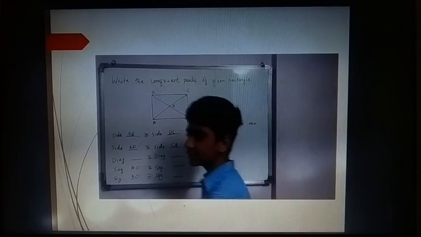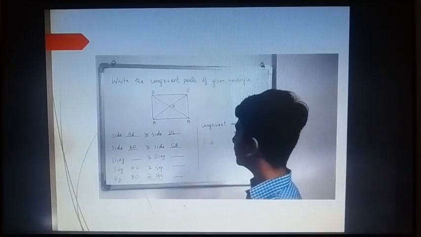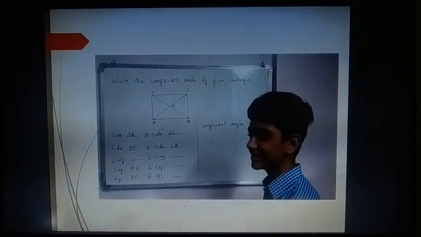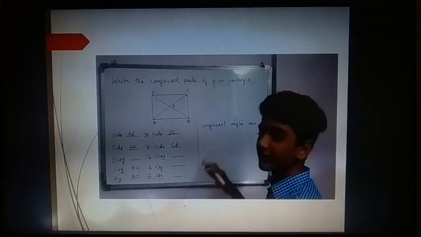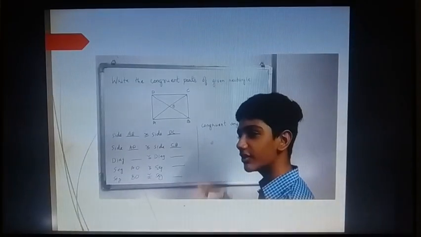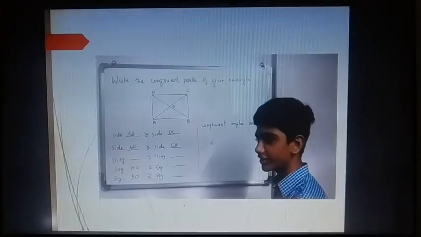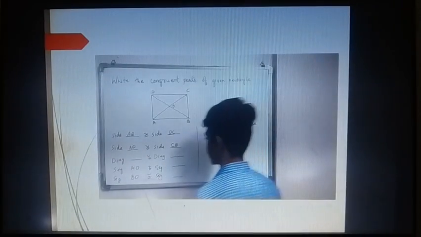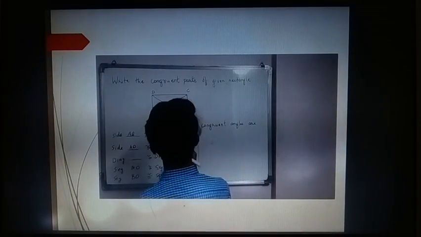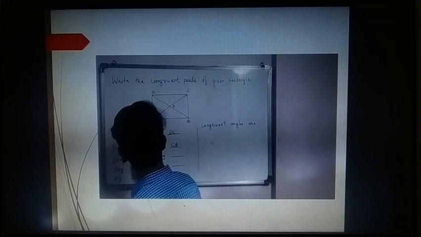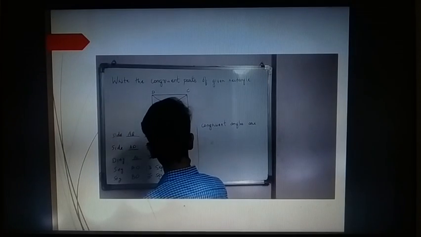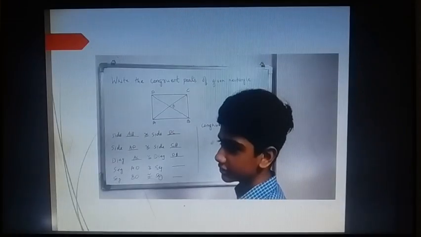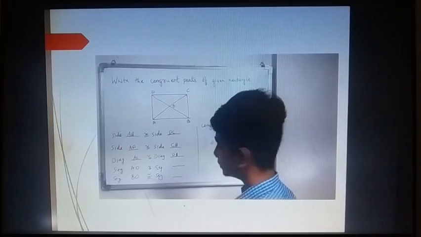But do you know why these two are congruent? Yes, because of opposite sides. The opposite sides of a rectangle are congruent. Correct. Opposite sides of the rectangle are congruent, so we are getting that. So, complete the remaining. What about the diagonals? Diagonal AC congruent to diagonal BD. Okay, that's right.